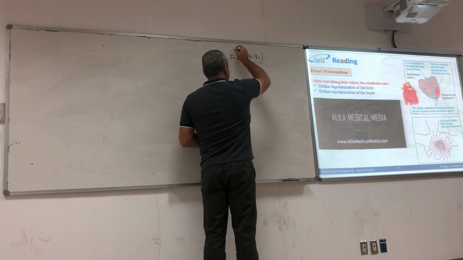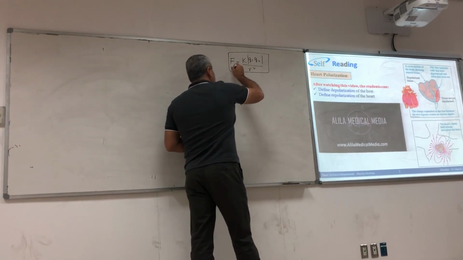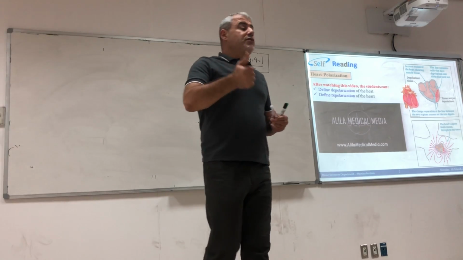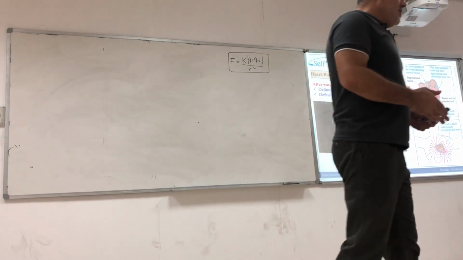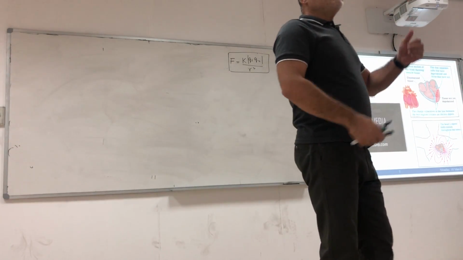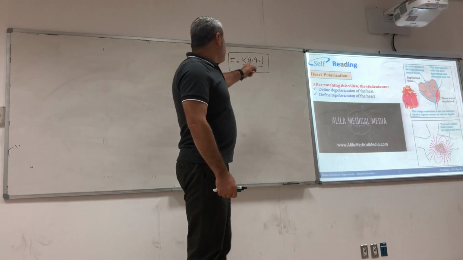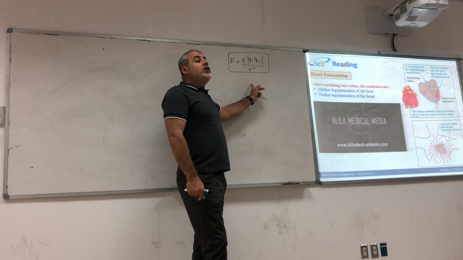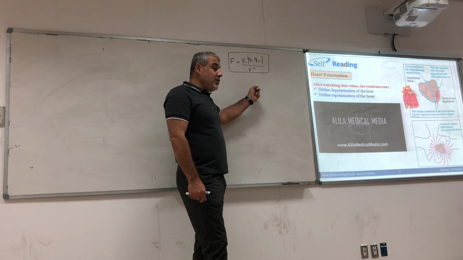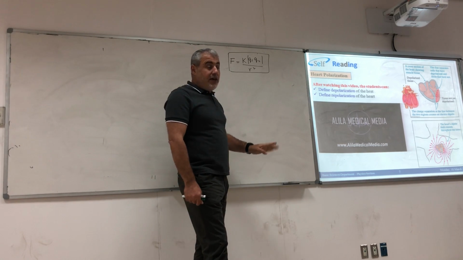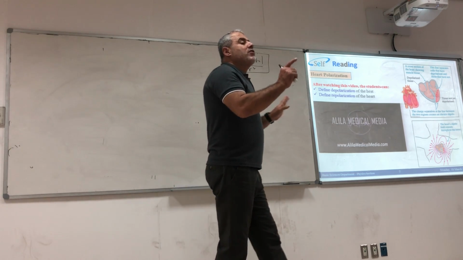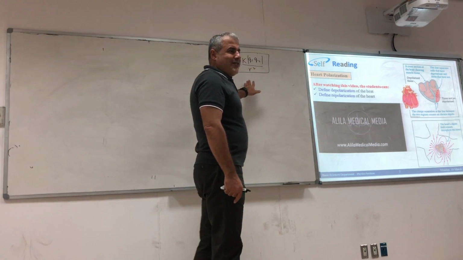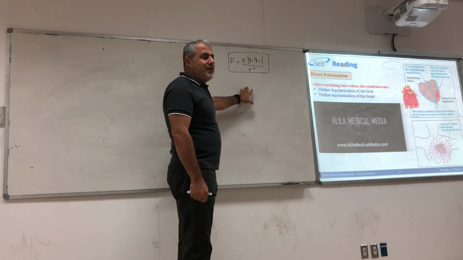over R squared. And we agreed that the mutual force between two electric charges is directly proportional to the multiplication of the charges, and inversely proportional to the square of the separation between the charges. Is that okay? Now, there will be some questions on these.